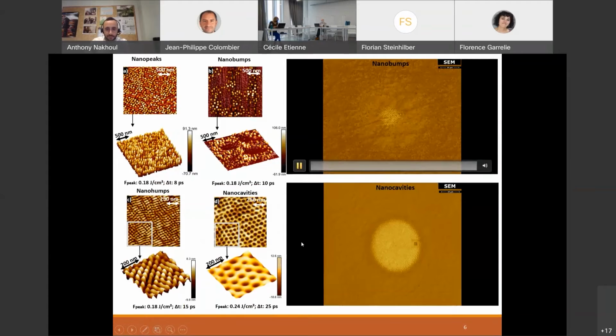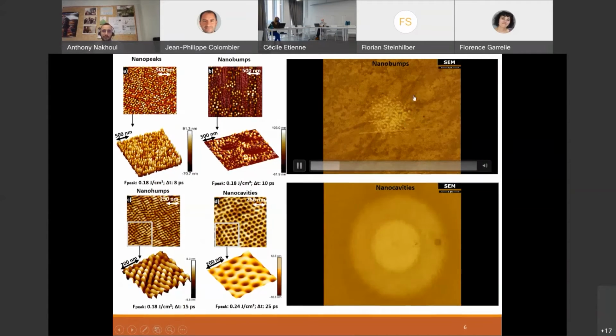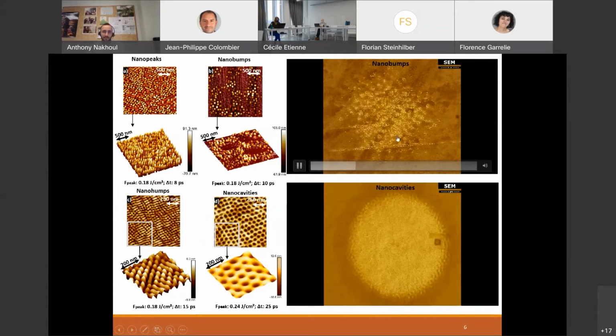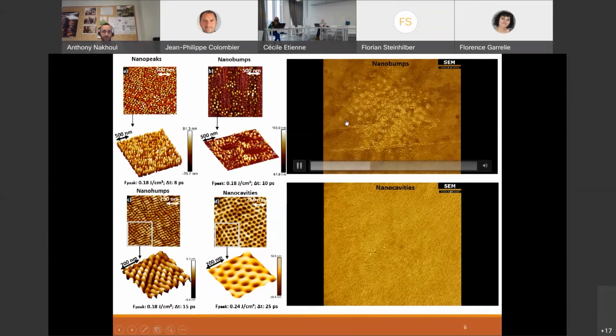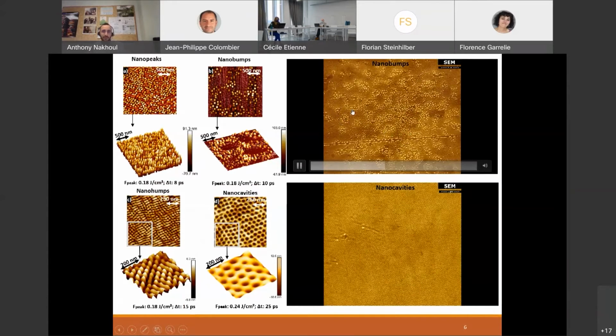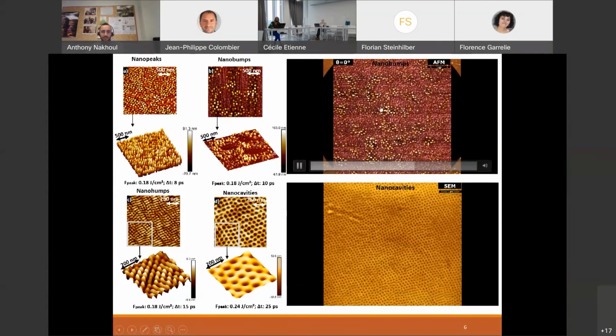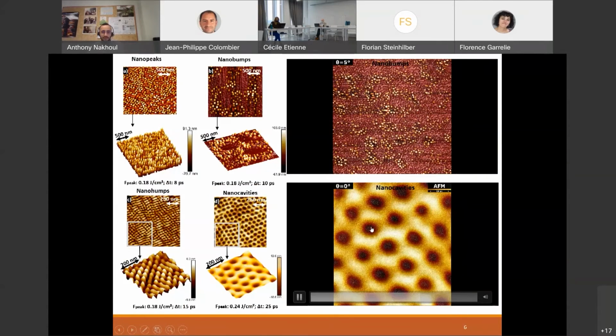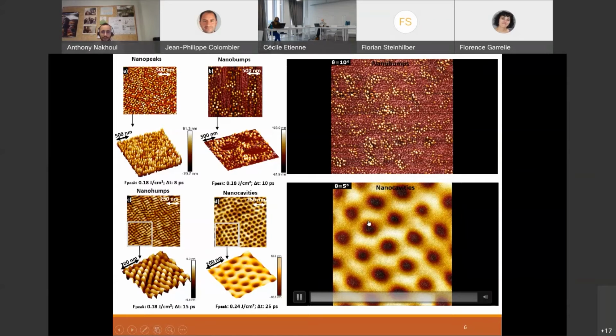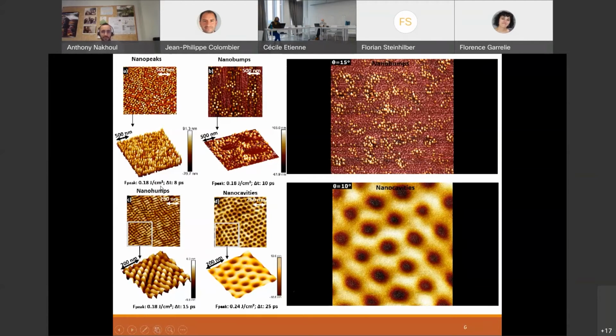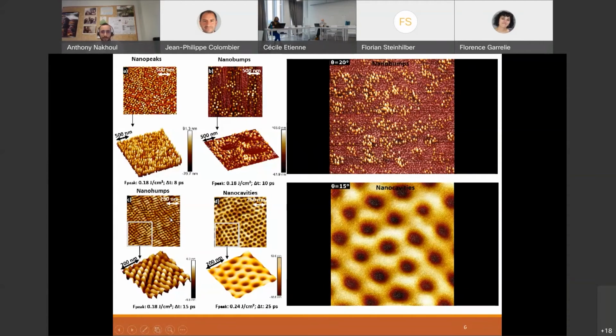Here I have coupled some images from the SAM map with the AFM, just to show you more about our nanostructures. Here I'm presenting the nanobumps, and here the nanocavities. Now we are presenting the AFM images, so we can see in good resolution which types of nanostructures we are observing in our experiments.